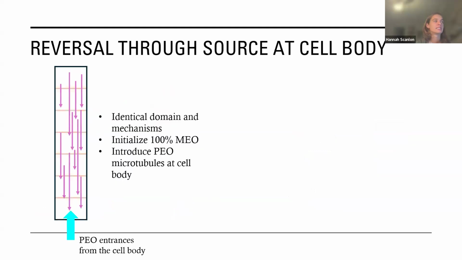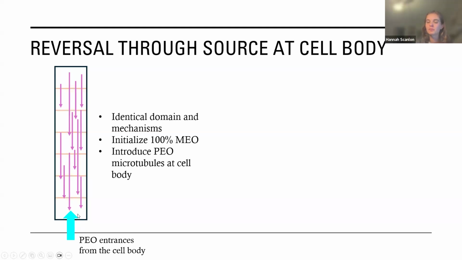To understand that, we can test what a source of plus end out content at the cell body does to our model, and see if we get reversal. We're simulating an identical domain with the same mechanisms. The only change in the initialization of these simulations is that we're now initializing all of our microtubules to be minus end out, trying to represent that dendritic trunk. Then we're going to introduce plus end out microtubules at the cell body and see if those are enough to cause a reversal of the polarity throughout this dendritic trunk.